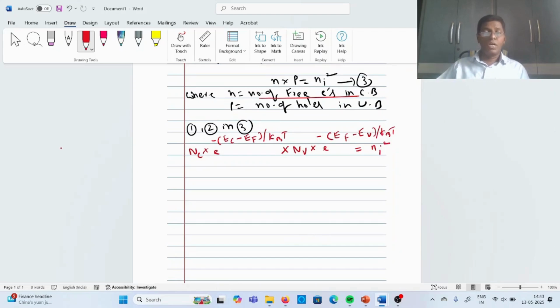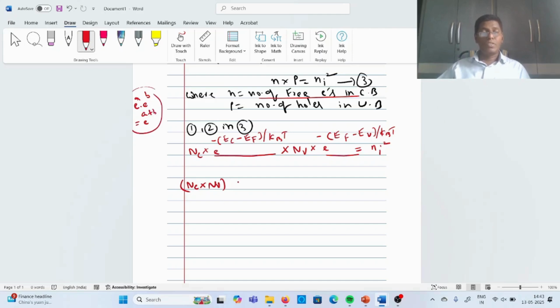So after substituting the first and second equations in equation number 3, I got this equation. Now in this equation, I am combining Nc and Nv. Both are constants only, so I am writing Nc into Nv in one bracket. Then the remaining expressions, e power of something and e power of this one, I write in the form e power A into e power B, which from the lower classes we know is e power of A plus B.